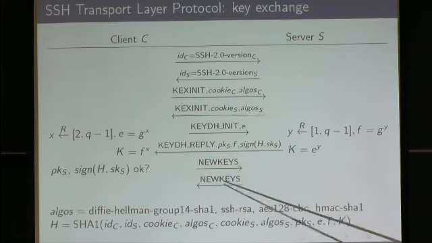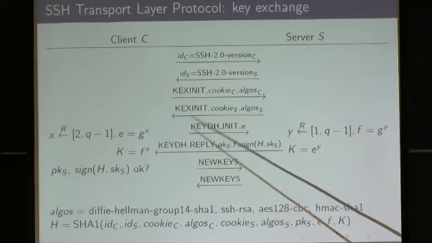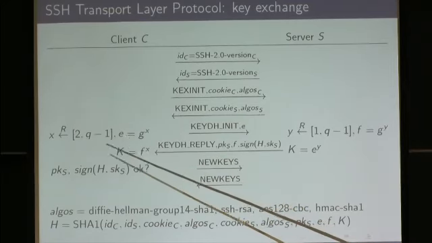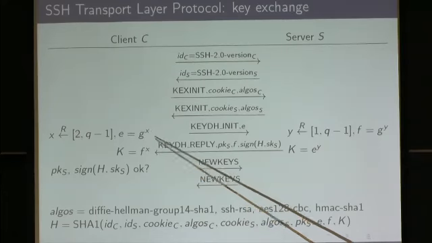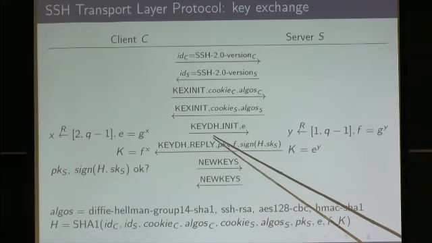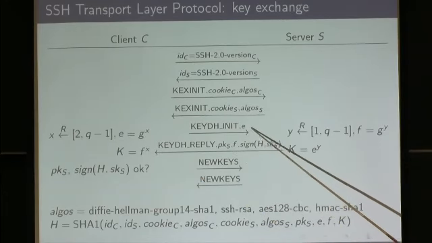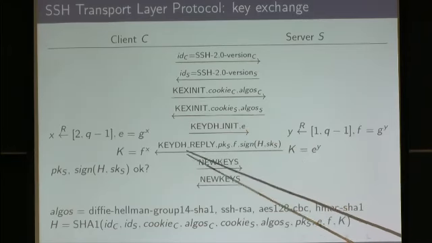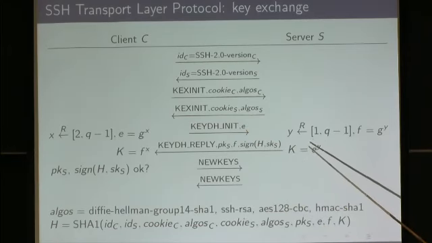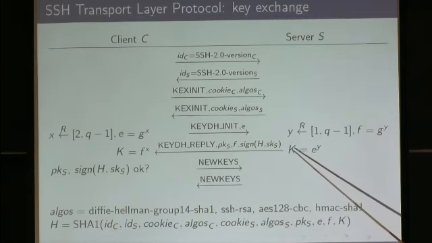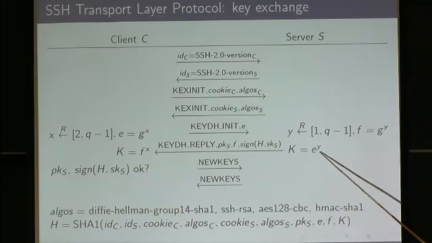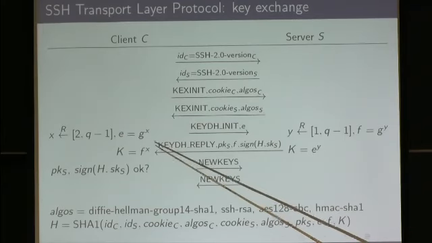And then you have the key exchange itself. In that key exchange, the client chooses a random exponent x, computes g to the x, and sends this KEXDH init message with this g to the x exponential to the server. The server similarly chooses a y, computes g to the y. From that, the server can obtain the common key, which is e to the y, that is g to the xy.